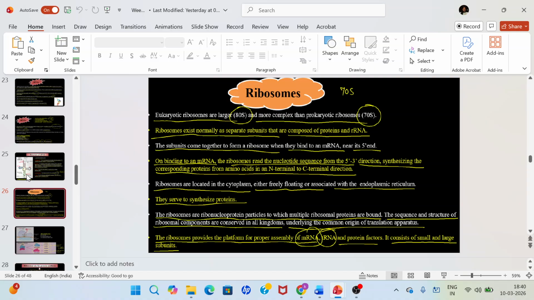Ribosomes are located in the cytoplasm, either freely floating or associated with the endoplasmic reticulum. They serve to synthesize proteins. The ribosomes are ribonucleoproteins to which multiple ribosomal proteins are bound. The sequence and the structure of the ribosomal components are conserved in all kingdoms.